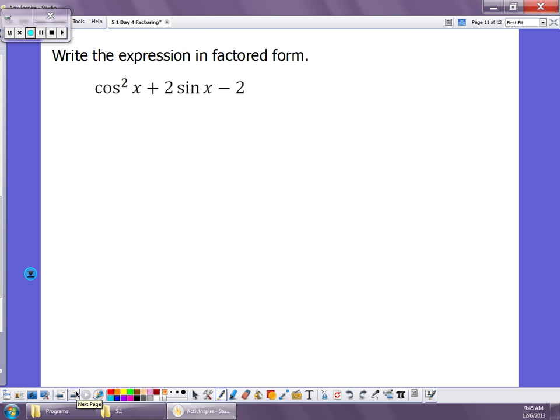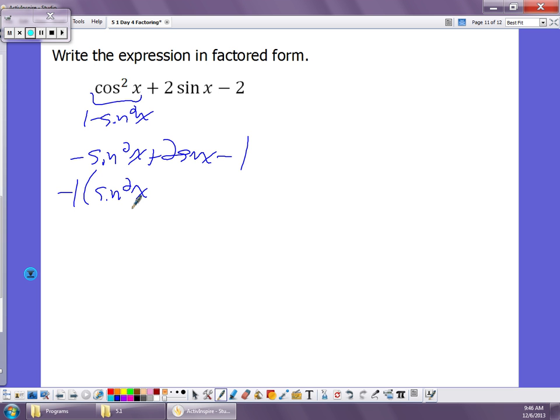All right, so just real quick, if you were doing this, what would be the first step for this problem? We have two different trig functions. Right, change cosine squared x to what? Right, 1 minus sine squared x. All right, and then you'd go through and factor again. You'd end up with negative sine squared x plus 2 sine x. 1 minus 2 is minus 1. Again, I'd factor out a negative 1, sine squared x minus 2 sine x plus 1.